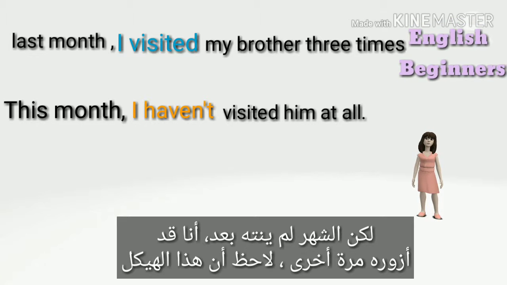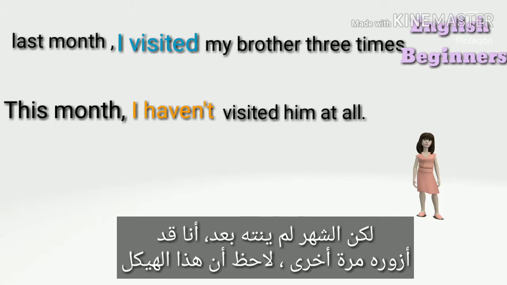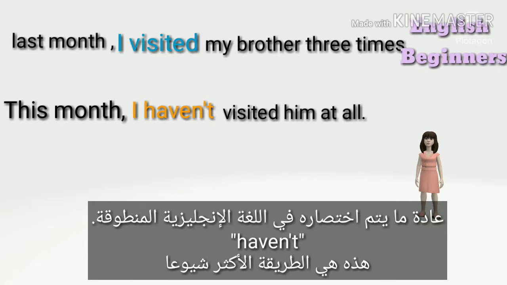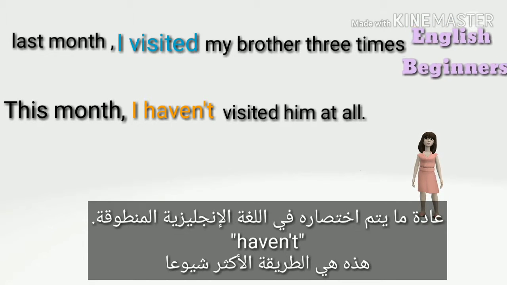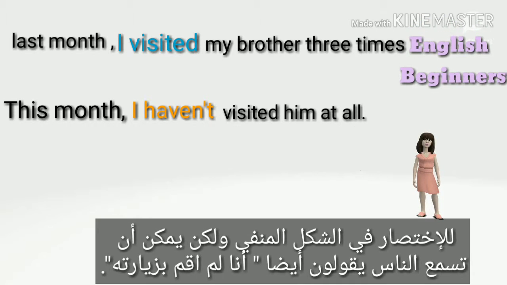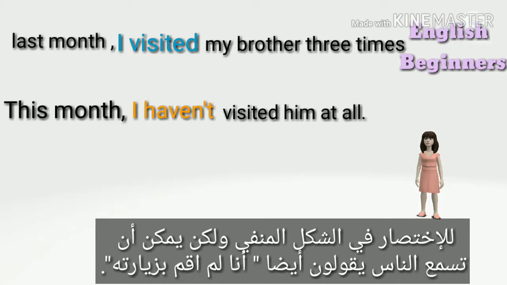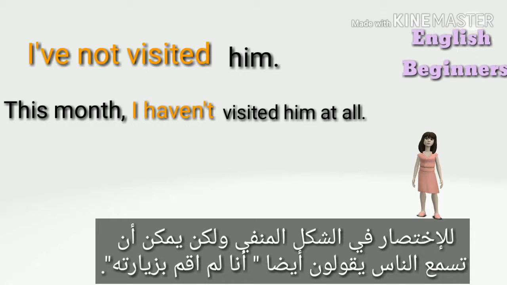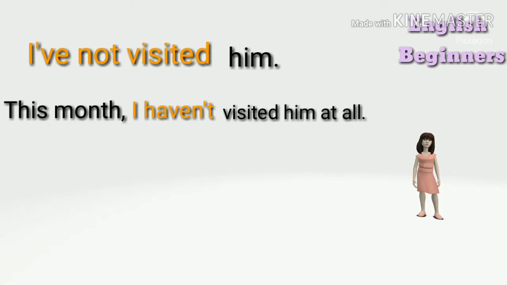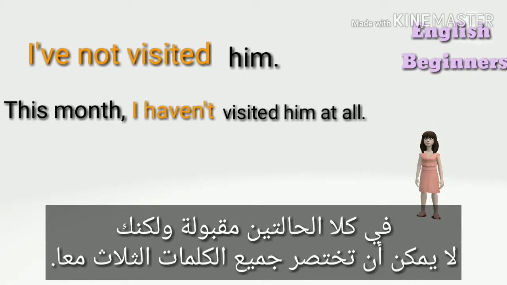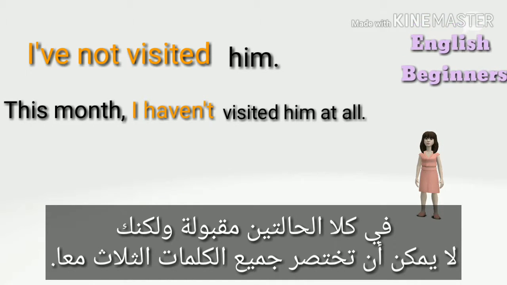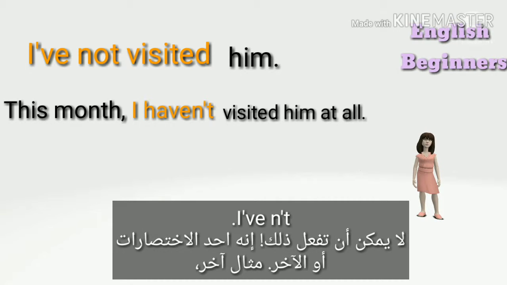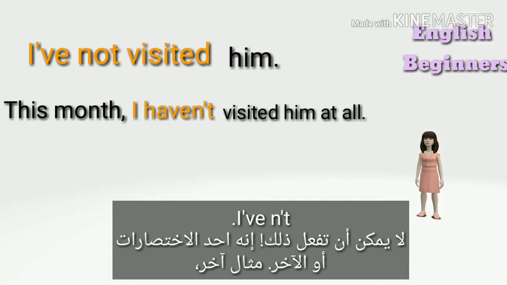I may still visit him. Again, see that this structure is usually contracted in spoken English. Haven't. This is the most common way to contract the negative form, but you may also hear people say, I've not visited him. Both ways are acceptable, but you can't contract all three words together. I'ven't. You can't do that. It's one contraction or the other.